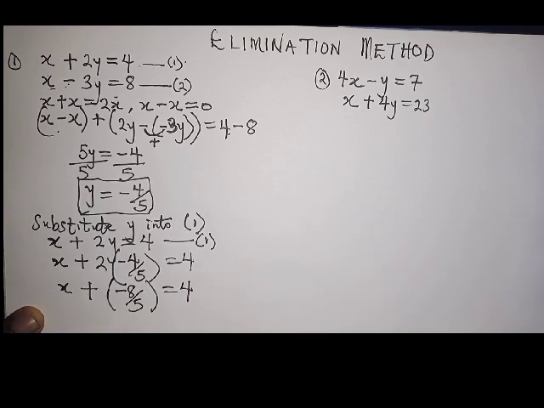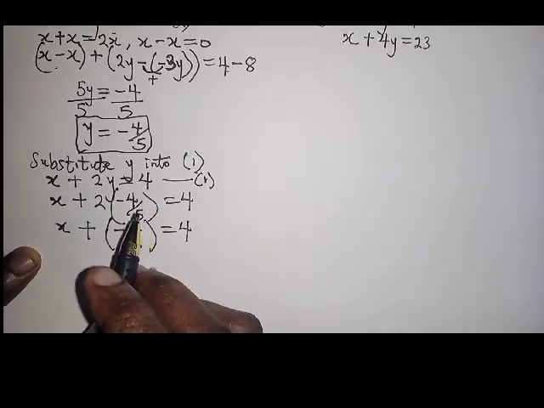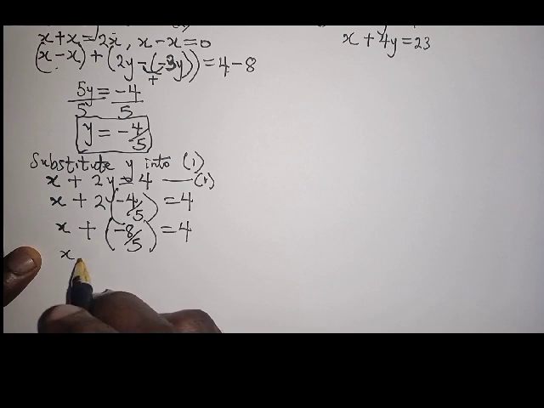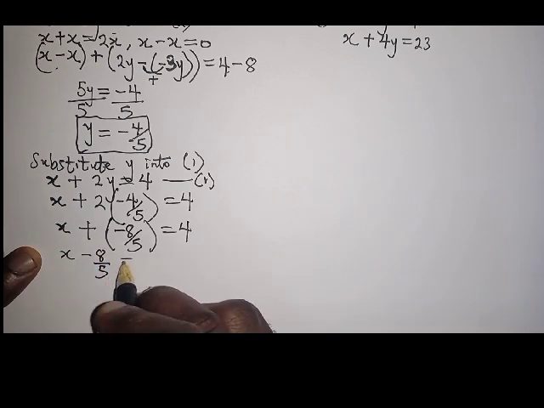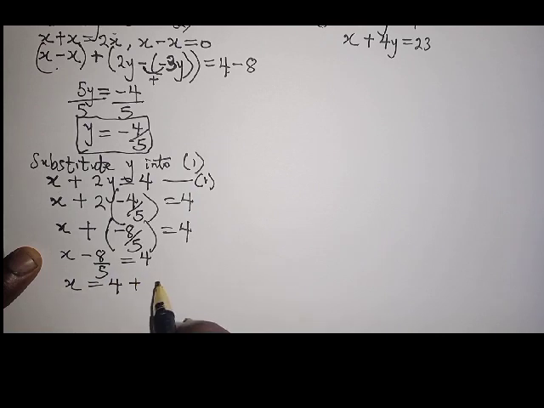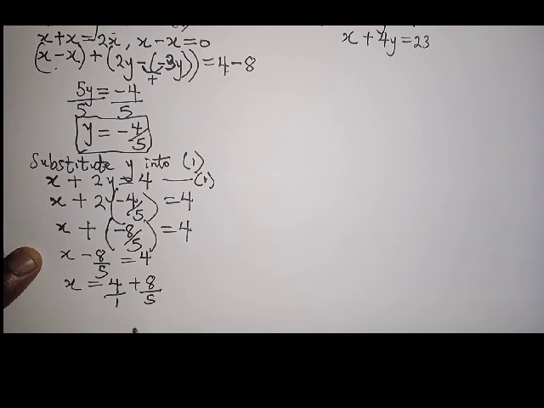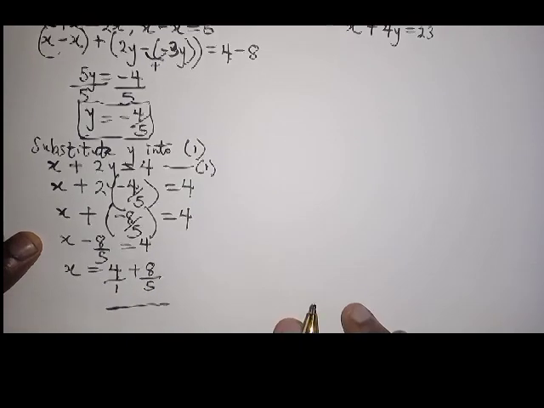equals 4. Of course, this is now going to be x minus 8 over 5 equals 4. Then this is going to cross to the other side. It becomes a positive term, 4 plus 8 over 5. So I can just simply try to solve the fraction.